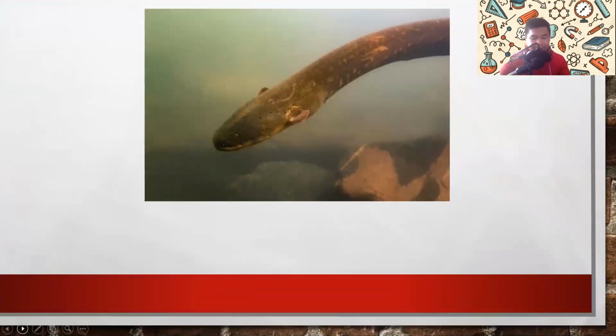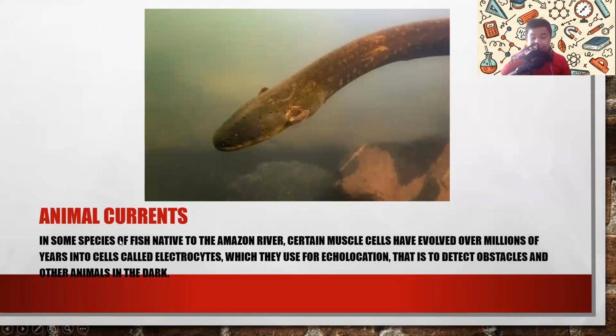Next one is this one, this animal. What animal is this, class? The type of animal that can create electricity. Did you say an eel? Because you would be correct. This is an eel. Animal currents.